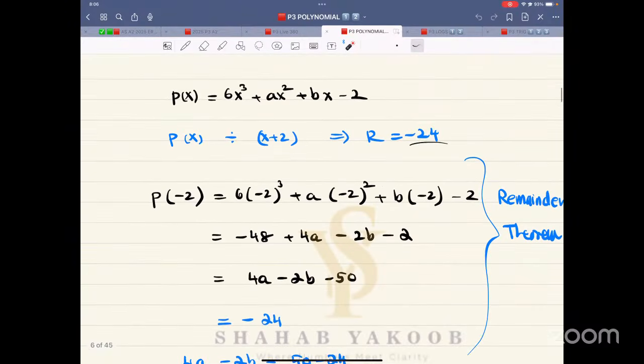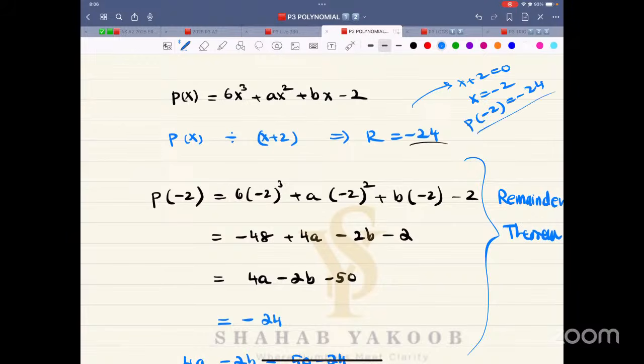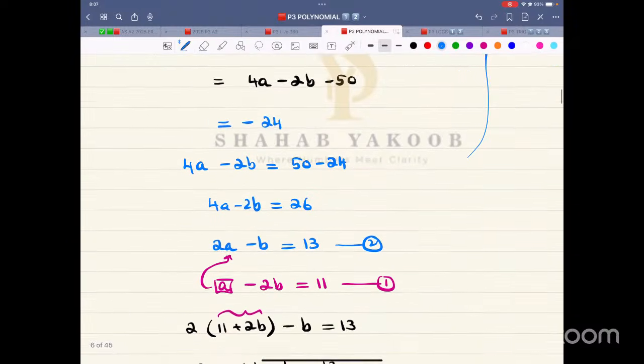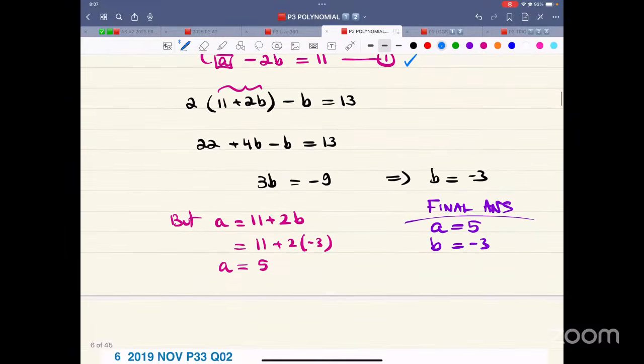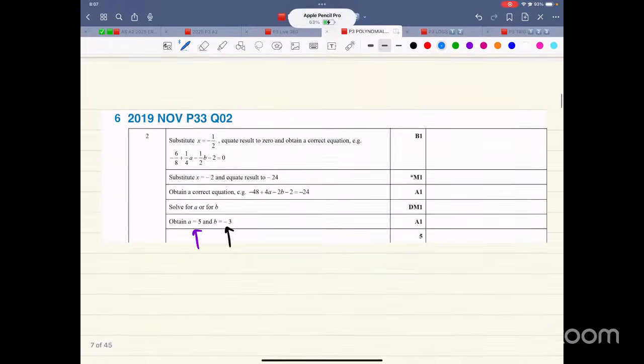The next one, when it's divided by x plus 2, the remainder is negative 24. So x plus 2 equals 0, plug in minus 2. So let me write over here. x plus 2 equals 0. Therefore, x is negative 2. In other words, p of negative 2 is negative 24. That is the second equation. The first equation is there. Solve it simultaneously. You find the value of a, you find the value of b. So this is the basic thing about polynomial.